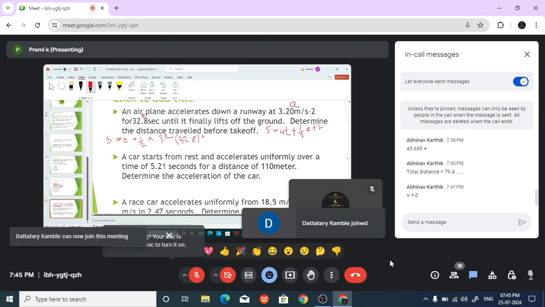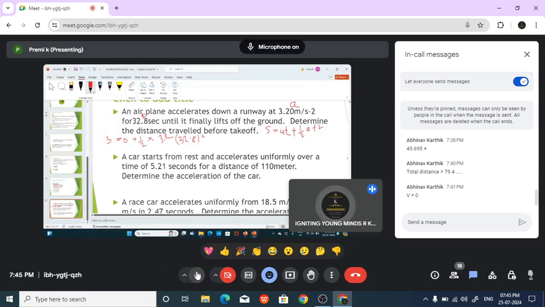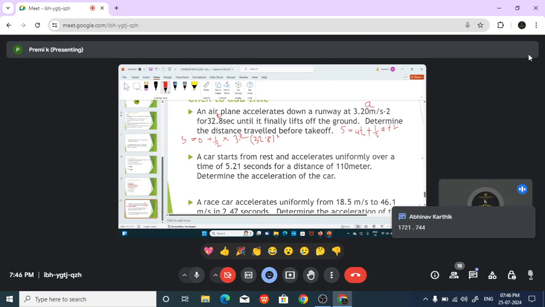I am getting around 1700 or something. Premi, I am getting 1700 meters roughly. Yes, sir. Correct, sir. 1700 and exactly 21, sir. Yeah, yeah. All of you, please calculate. I am telling you, these calculations are very important. You should be comfortable with these calculations. So let us not worry about taking time and calculating in our class.